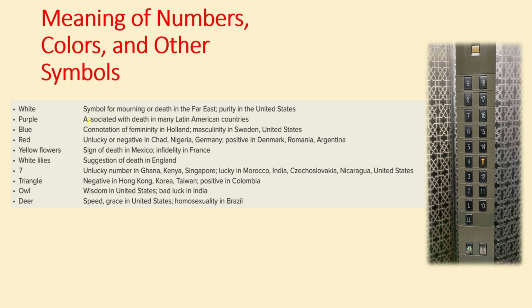What is the meaning of purple? What is the meaning of blue in some countries? It is for femininity in Holland, although blue is mostly used for boys in the USA or in Sweden. Similarly, red is considered unlucky or negative in Chad, Nigeria, and Germany, whereas in Denmark, Romania, Argentina, and even in China, it is a very positive color. As you can see, in many buildings in Singapore, the number 13 is missing because it is considered unlucky.